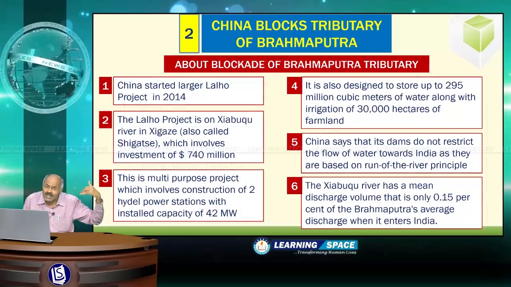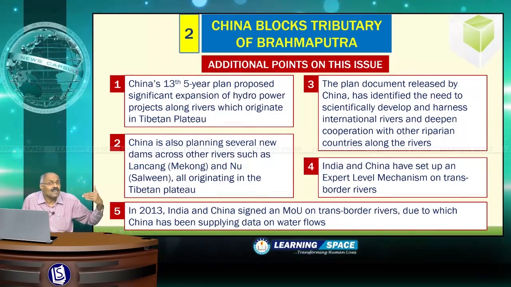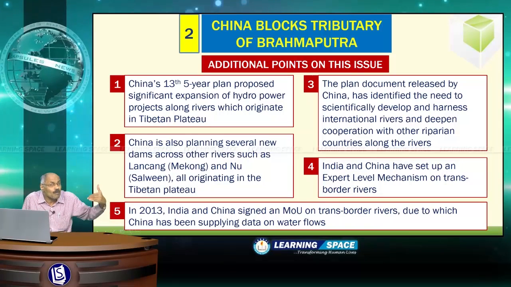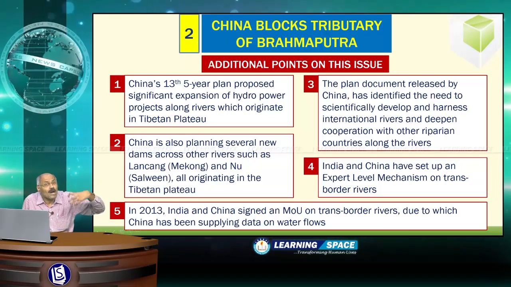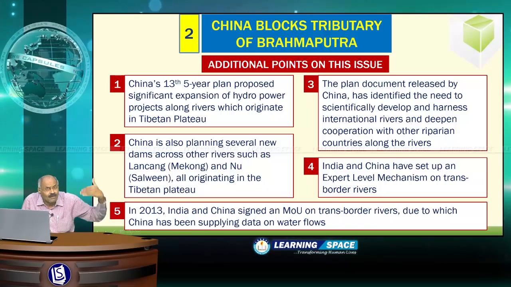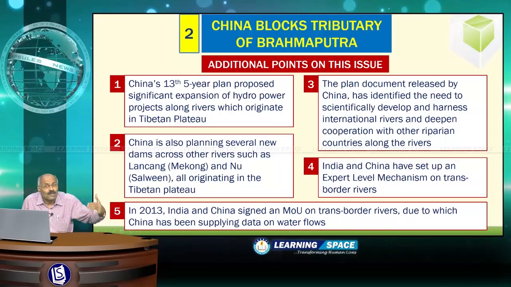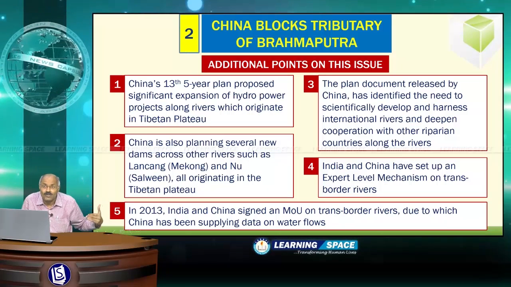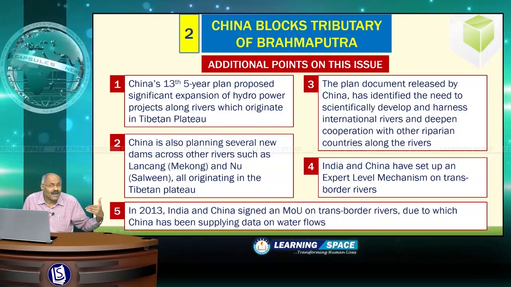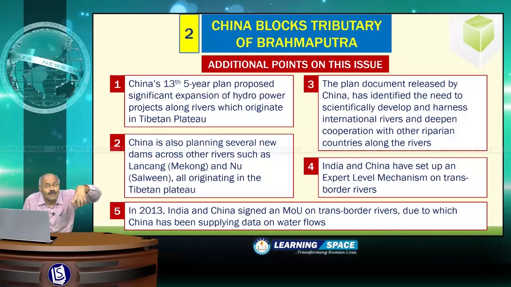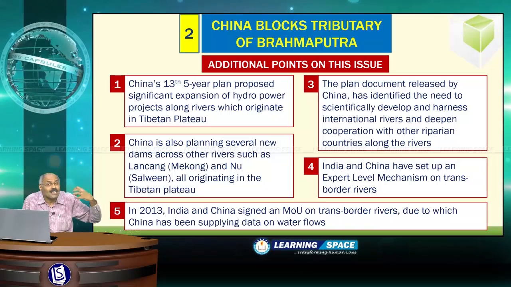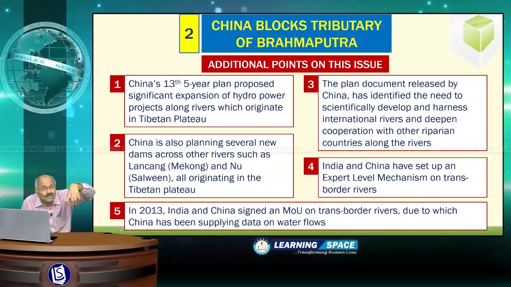And if you want additional points, China's 13th 5-year plan proposed significant expansion of hydropower projects along the rivers that originate in Tibetan Plateau. Not only this river, Mekong River as well as Salween River, on those rivers also China is planning new dams. And the plan document released by China identified the need to scientifically develop and harness international rivers and deepen cooperation with other riparian countries along the rivers.